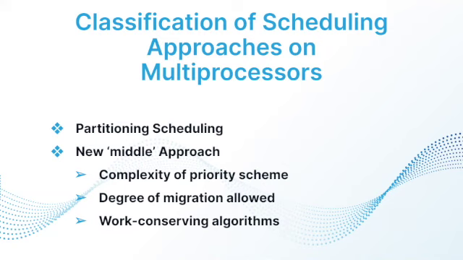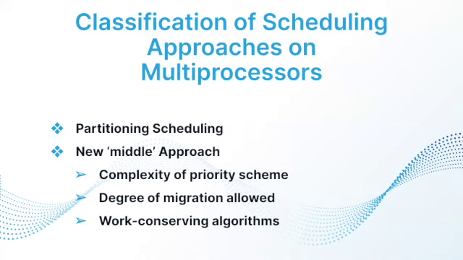First, the complexity of the priority scheme, where scheduling disciplines are categorized according to whether the task priorities are first static, second dynamic but fixed within jobs, or third fully dynamic. Common examples are RM, explained in the previous chapter, EDF, explained in the previous chapter as well, and the LLF scheduling.